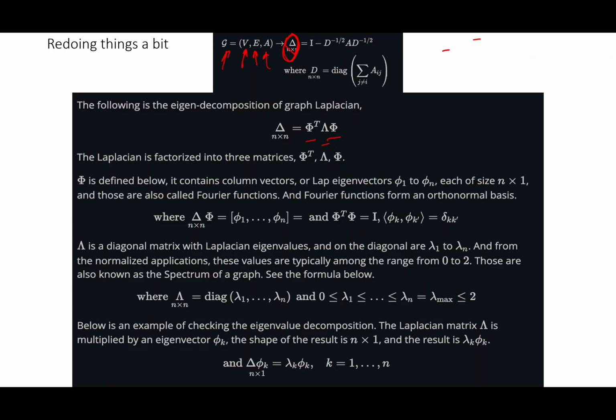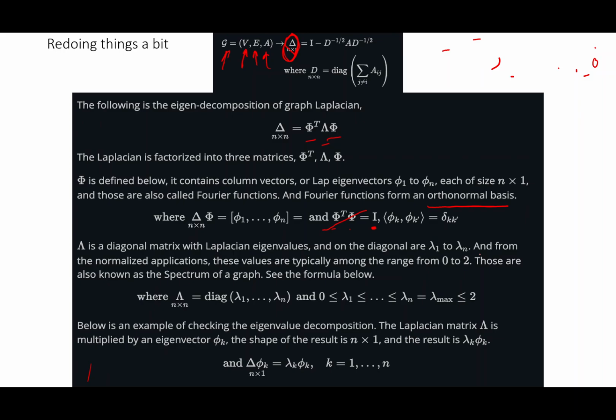Capital lambda is the diagonal matrix with the Laplacian eigenvalues, and on the diagonal are lambda 1 to lambda n, and from the normalized Laplacian, these values typically range from 0 to 2. Those are known as the spectrum of the graph. So this is the important part. We also wanted the lambdas, the eigenvalues, to lie between 0 and 2. And it's possible that the smallest eigenvalue is 0.